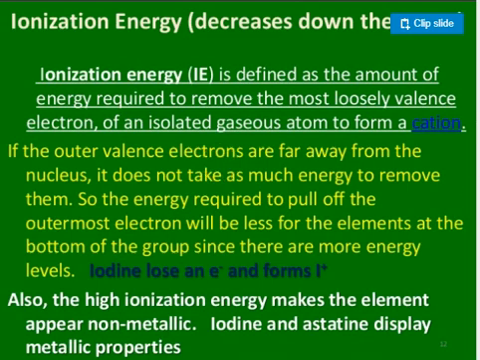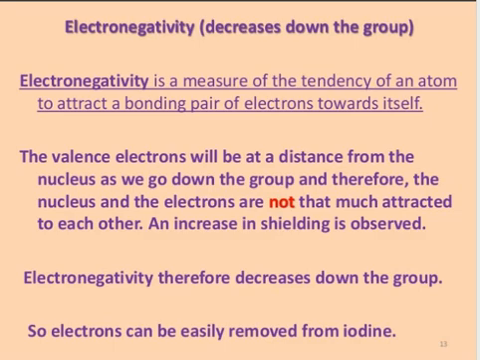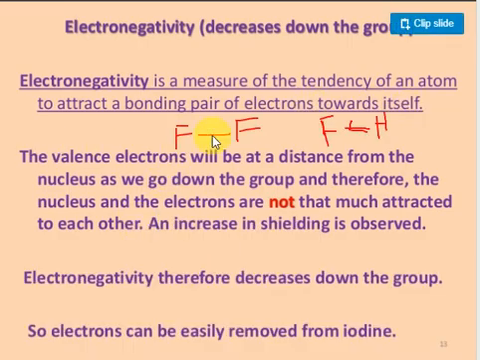Next one is electronegativity. What is electronegativity? Electronegativity is the tendency to accept electrons. It measures the tendency of an atom to attract the bond pair of electrons towards itself. Students, if you take two fluorine atoms, they have equal tendency to accept electrons. One bond means two electrons are there, so the electron pair is shared equally.